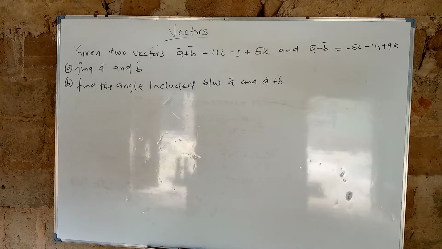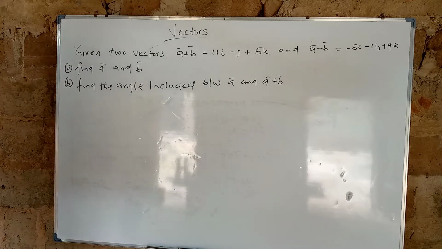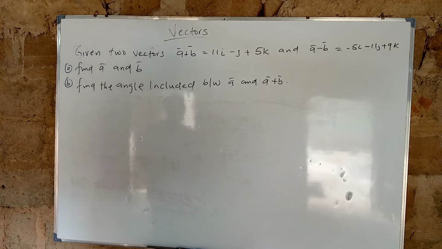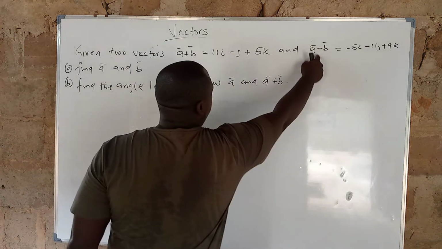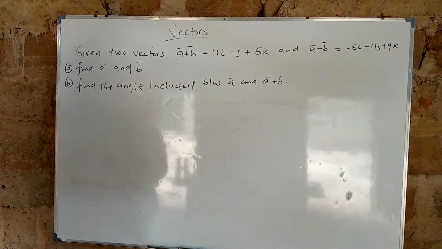We have a beautiful question under vectors, still under vectors. Given two vectors, vector A plus vector B to be 11I minus J plus 5K, and vector A minus vector B to be equal to minus 5I minus 11J plus 9K. Please, from the Uniport textbook, you may see plus here, but that was a typographic error. Note that very well.